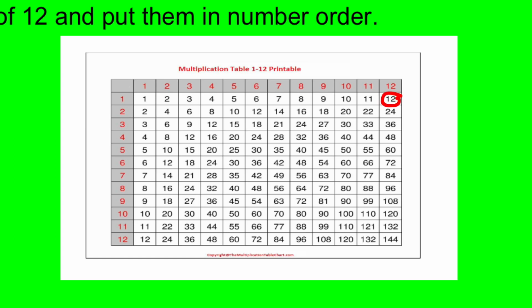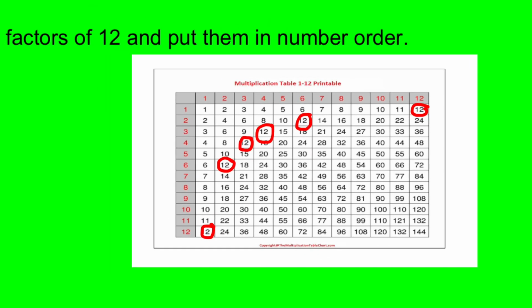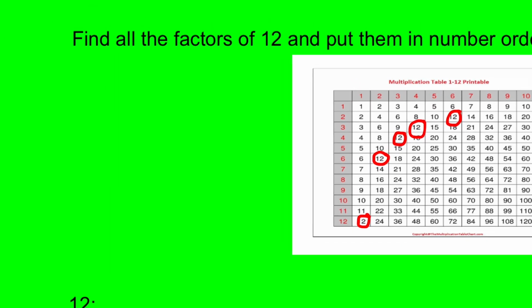There's one there, and one there. There's one there, and one there. And there's one there, and one there. So if they needed to, they could use their multiplication chart to determine the factors of 12.